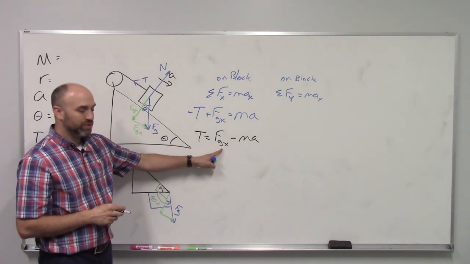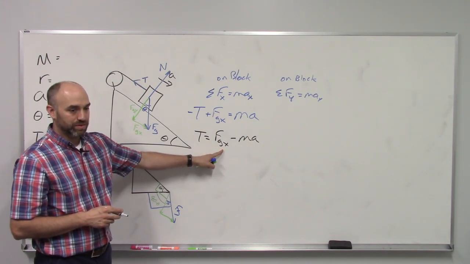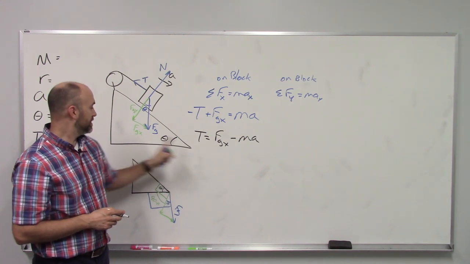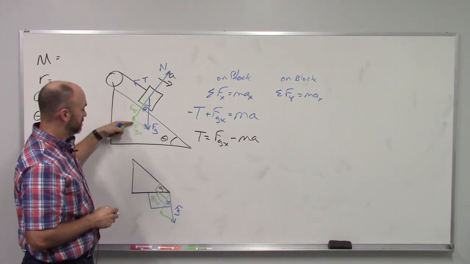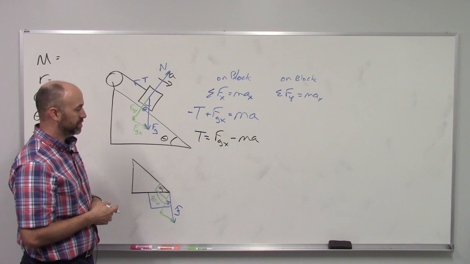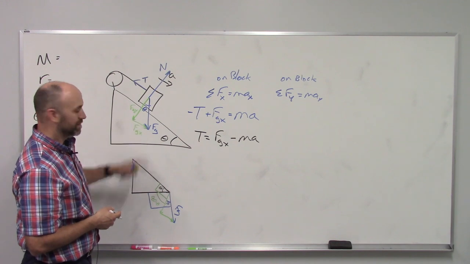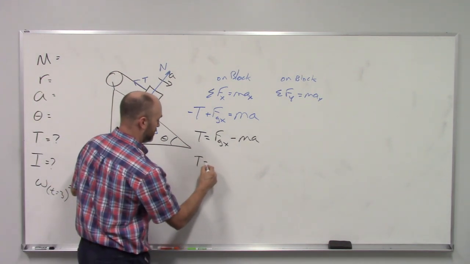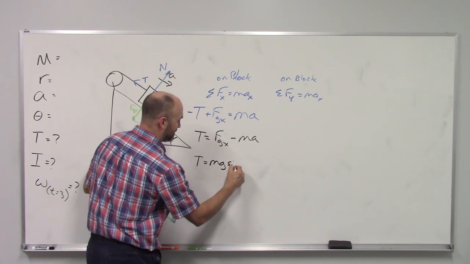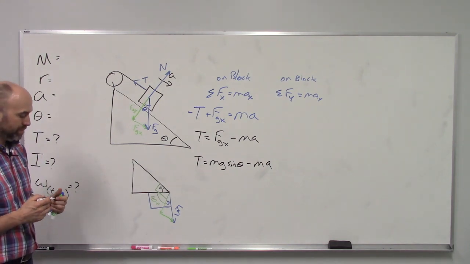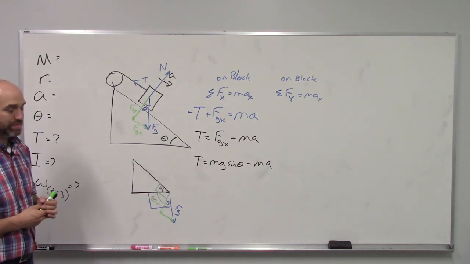Okay, and you have an equation for this, right? What's this equation? Mass times gravity. Oh, no, sorry. It's force of gravity sine theta. Yeah. So tension is equal to M times G times sine theta minus M times A. Does that make sense?